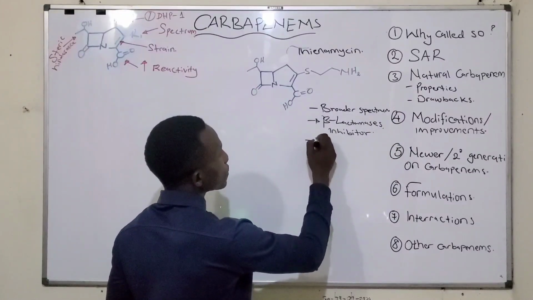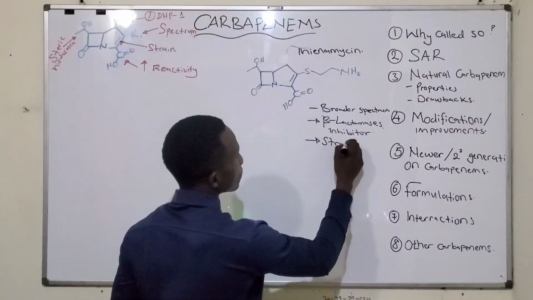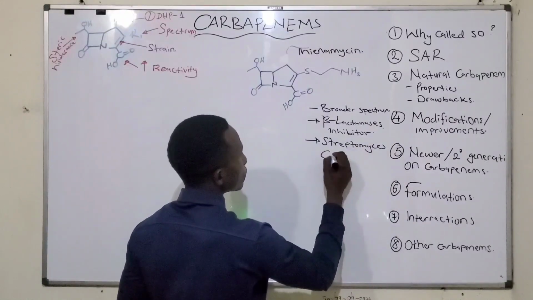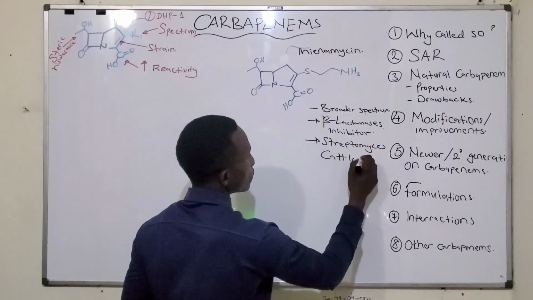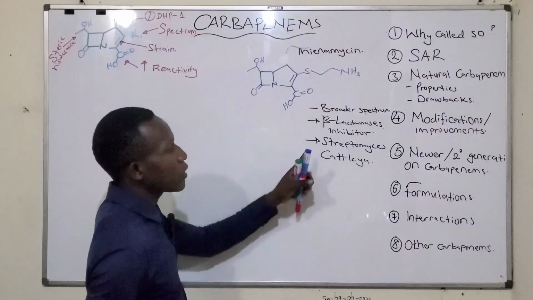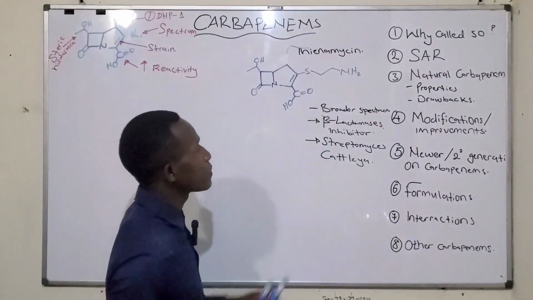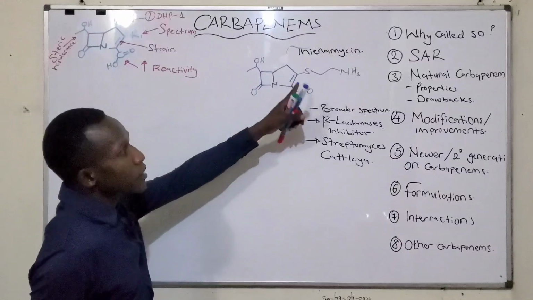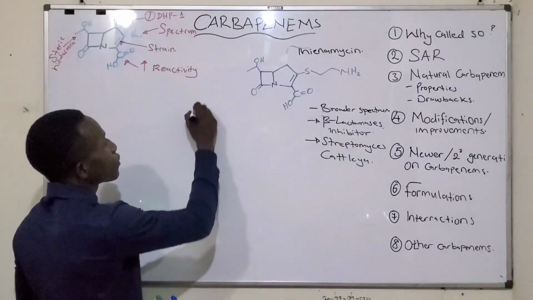It was obtained from Streptomyces cattleya. This is the organism where it was obtained from, Streptomyces cattleya. This thienamycin had some drawbacks. Some of the drawbacks.